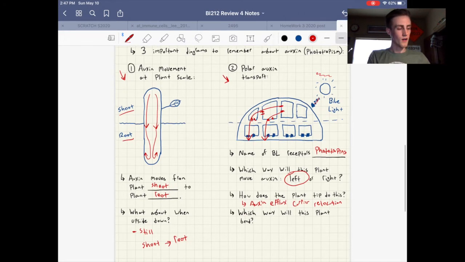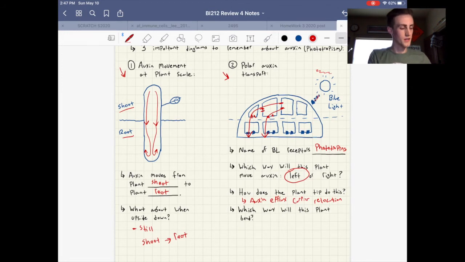And so we know auxin works to increase plant cell expansion in the elongation zone. And so which way will this plant bend? This plant will now bend to the right towards the blue light because we have more auxin going down this left-hand side of the plant.